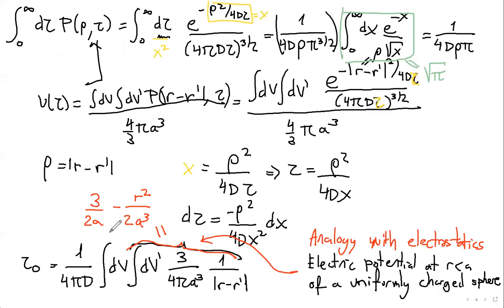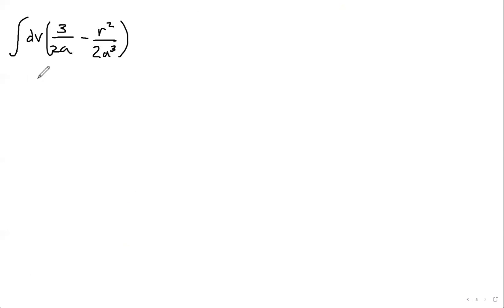So we now get the integral over dV of this quantity, which is 3 over 2a minus R squared divided by 2a cubed. This is what I'd like to calculate. Now, remember this dV is a bit intricate. I'm just doing this integral now. This dV is the sphere of radius a.